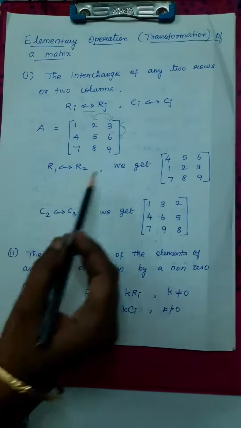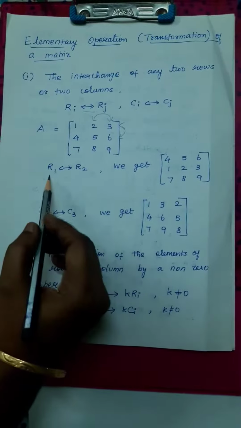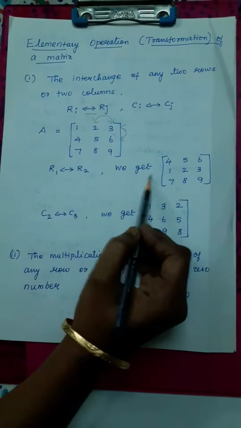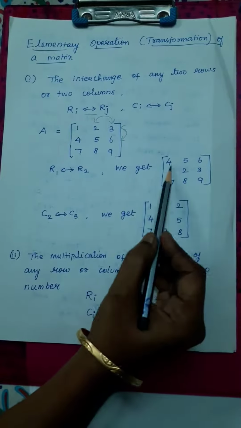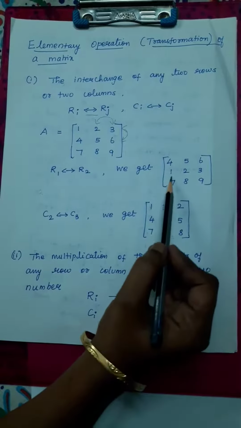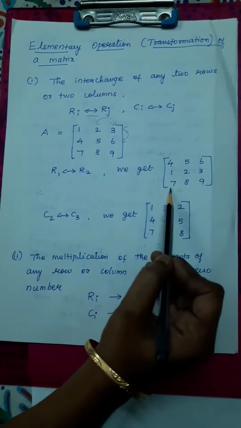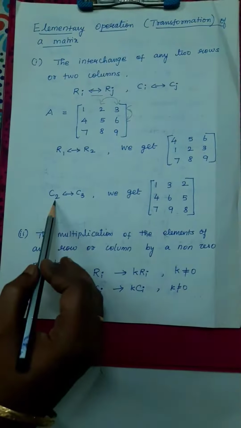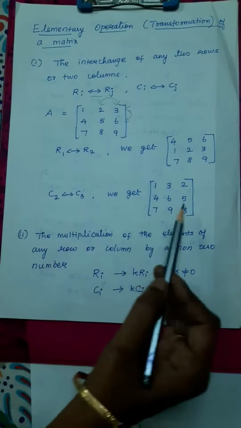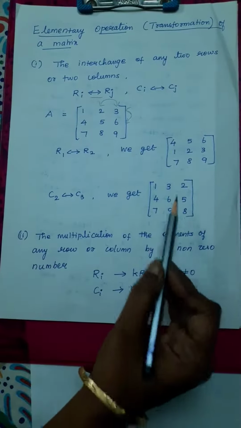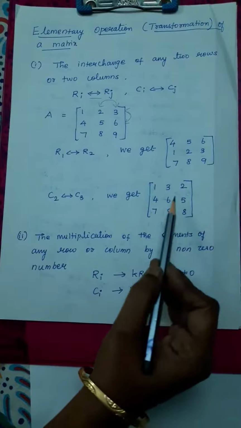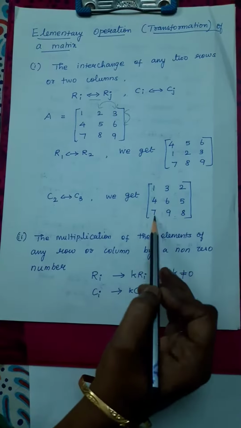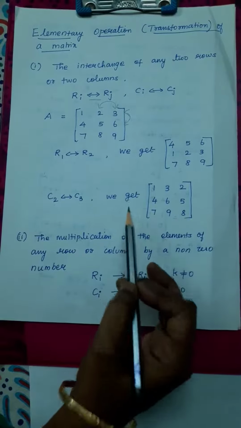For example, take a 3 cross 3 matrix. Now we are going to interchange row 1 and row 2. We get row 1 as 4, 5, 6 and row 2 as 1, 2, 3. The third row is as it is, 7, 8, 9. Similarly, we are going to interchange column 2 and column 3. Now column 3 will become 3, 6, 9 and column 2 will become 2, 5, 8. Column 1 is as it is, 1, 4, 7. This is the first operation.